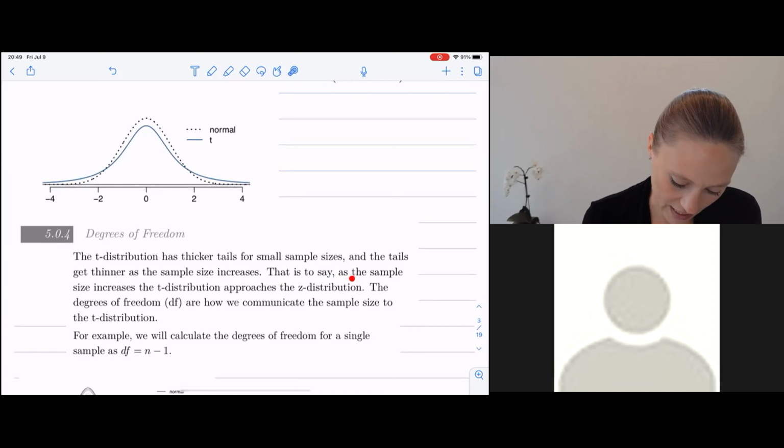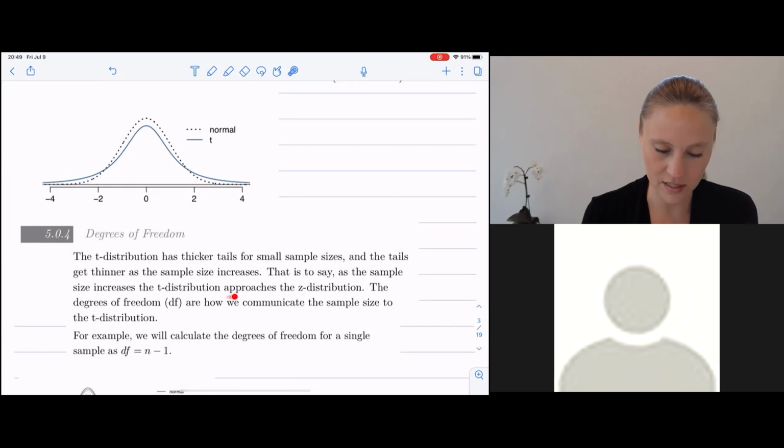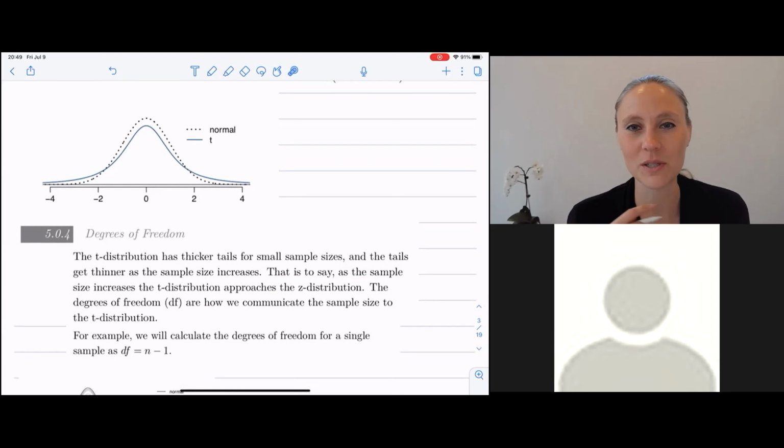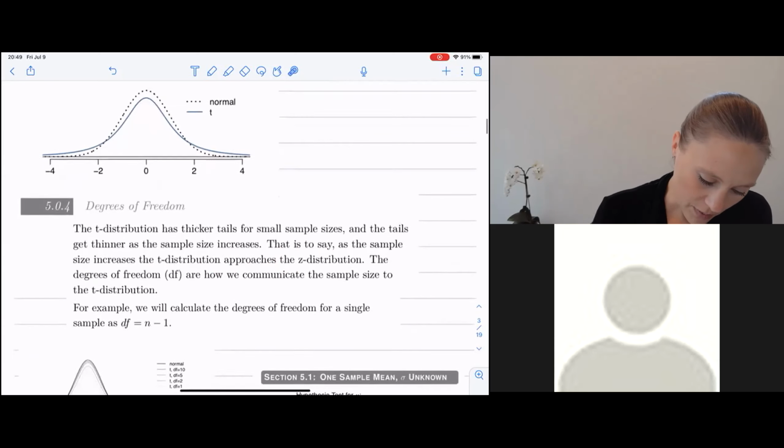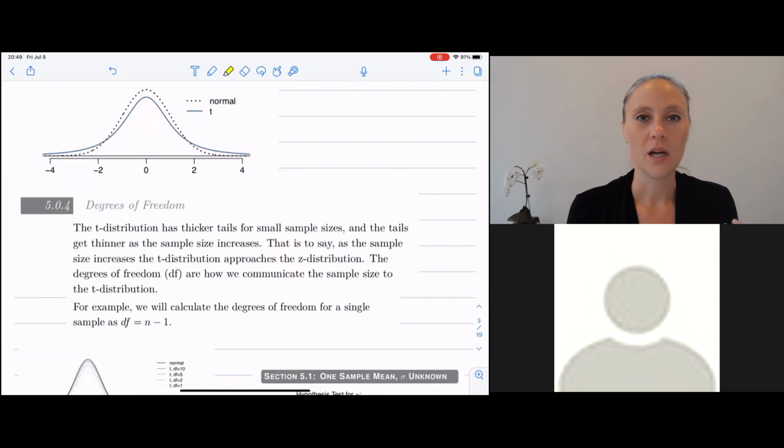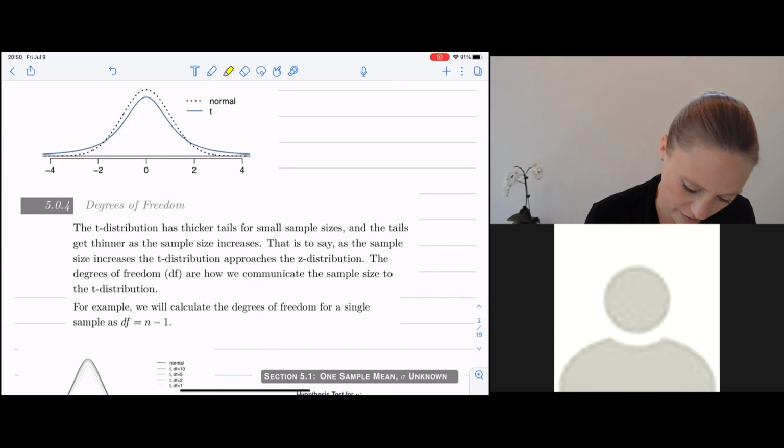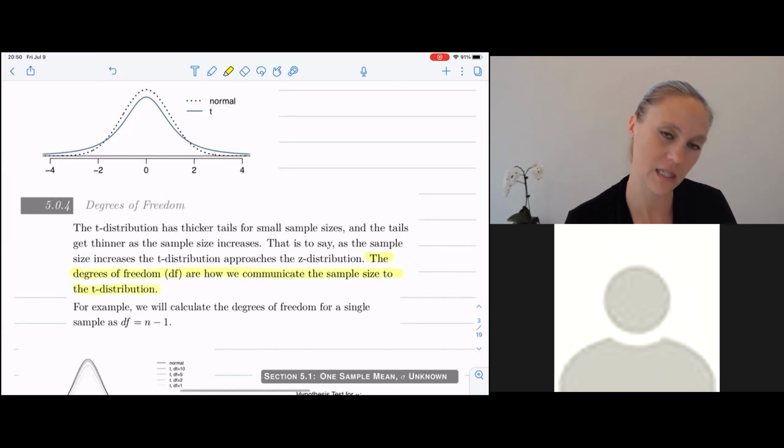So as the sample size increases, the t distribution approaches the z distribution. So it's kind of fun, and it doesn't actually take long. We don't need huge sample sizes for that to happen. But how can we communicate our sample size to the t distribution? Well, like I said, that's when we use the degrees of freedom. The degrees of freedom are how we communicate the sample size to the t distribution.